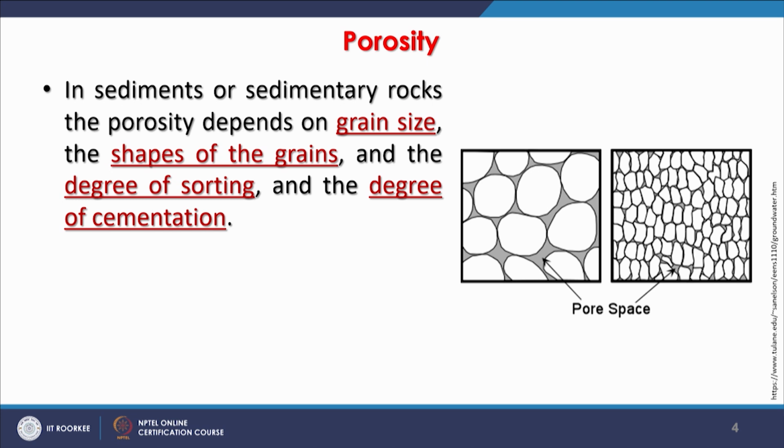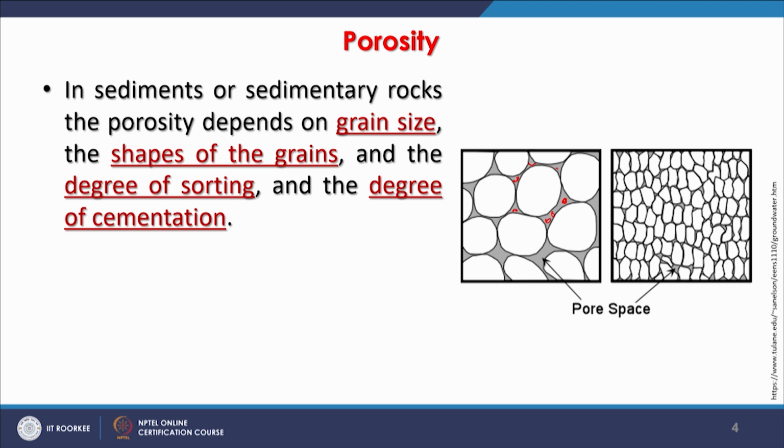Further, regarding the degree of sorting: if all sediments within a sedimentary rock or in a sample are well sorted, meaning they have almost the same size, then porosity would be very high. But if sorting is poor, then porosity is going to be less. How? Because smaller particles will fill the voids between larger particles. If in the figure smaller particles had been there, that means poor sorting, then these smaller particles would fill the voids, and therefore reduce the porosity.